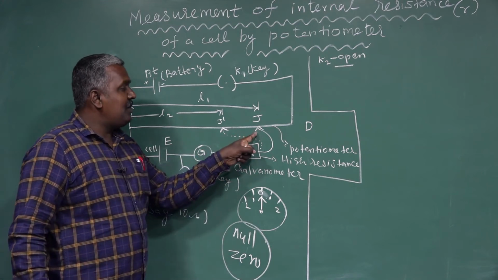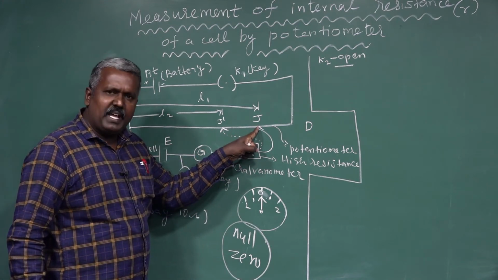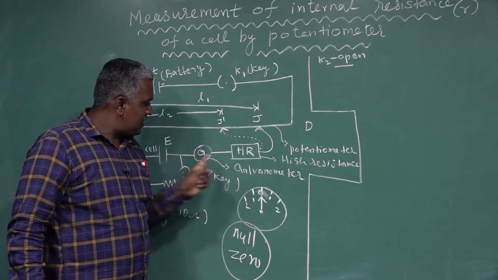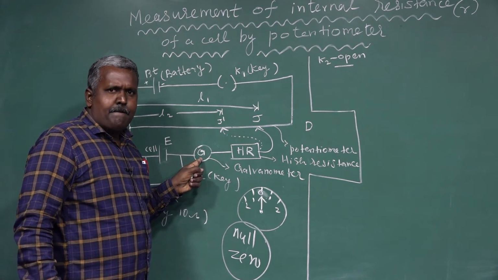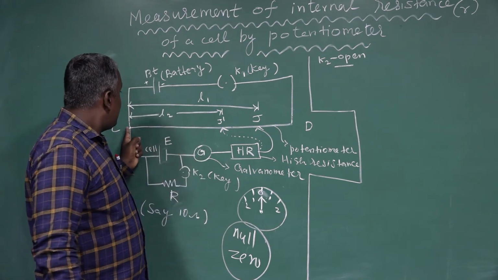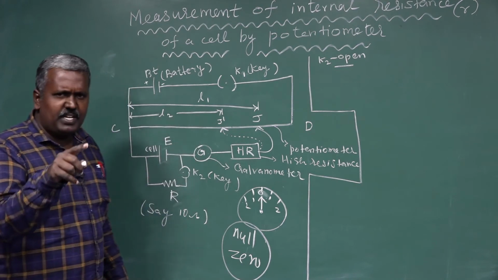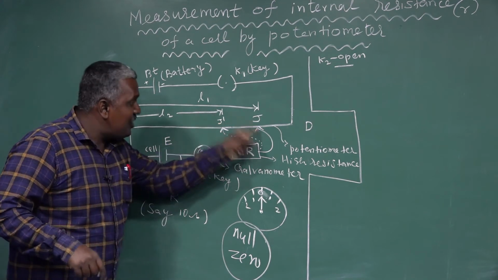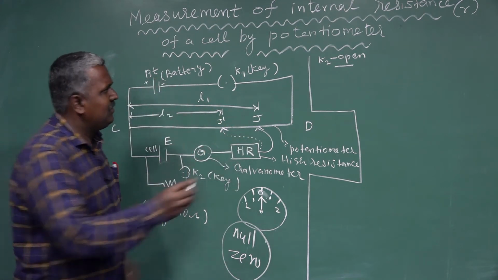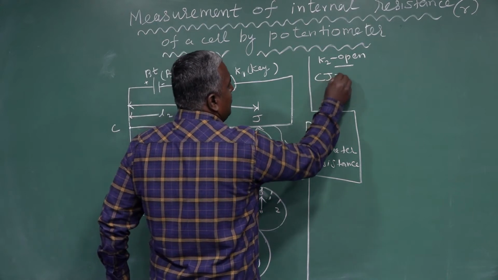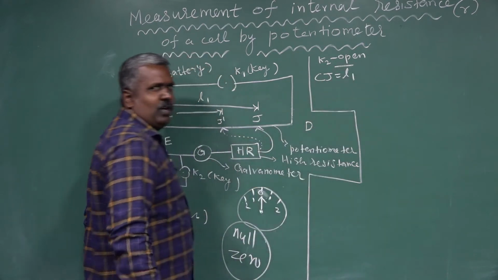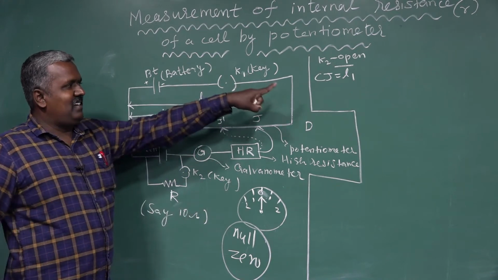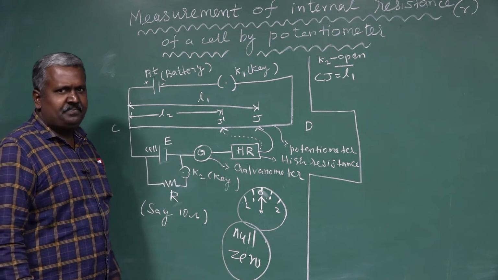So the balancing point J is obtained, and it shows null deflection in the galvanometer. Then the balancing length. Already you have studied about this balancing length in potentiometer. CJ, that is the balancing length. It is equal to L1. So balancing length CJ is measured. It is called L1. Clear?